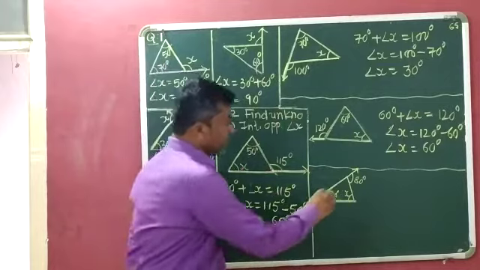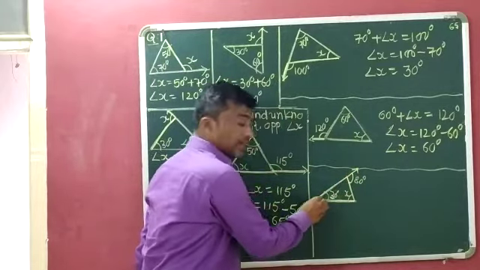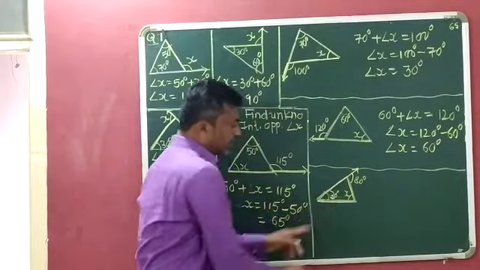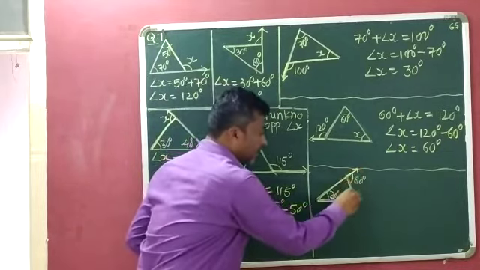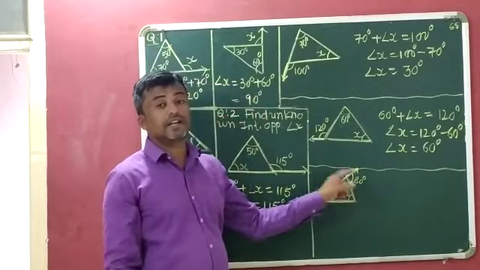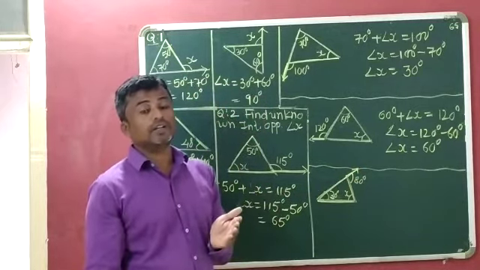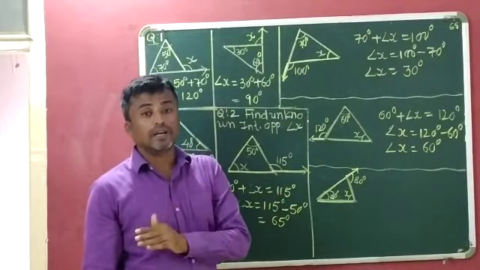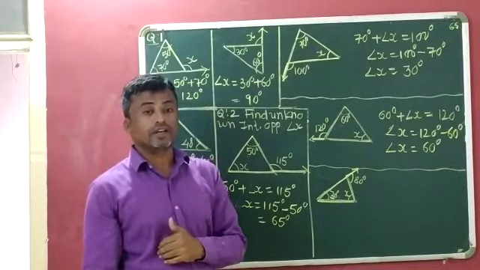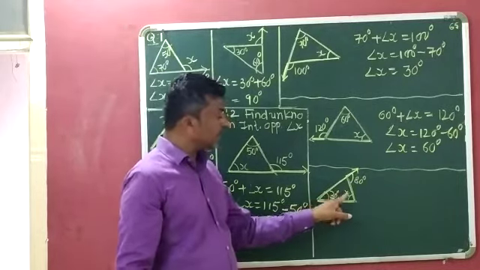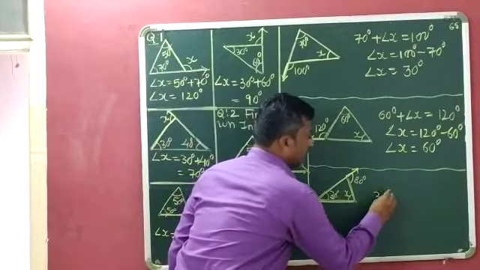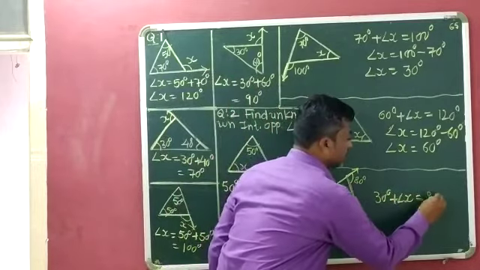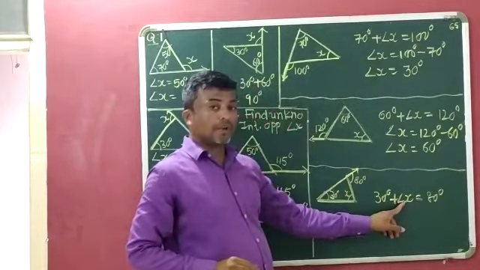Now next question. Here interior opposite angle X is here. This is interior opposite angle X. The given interior opposite angle 30 degree is here, and this is an exterior angle. 80 degree is an exterior angle. We know the exterior angle property, the sum of interior opposite angles is equal to the exterior angle. Means sum of 30 degree and angle X, 30 degree plus angle X is equal to exterior angle 80 degree. Means we have to identify the value of X.